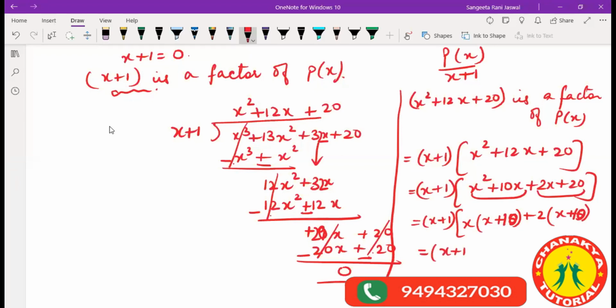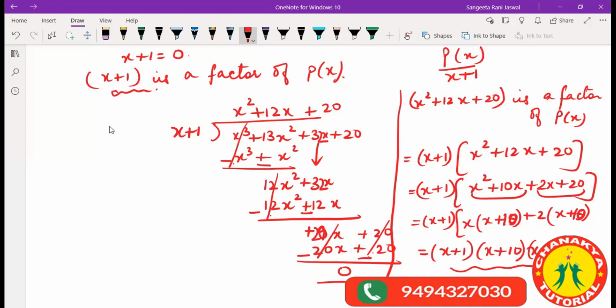So x plus 1. And here I can see x plus 10 is here, x plus 10 is here. So I can take out x plus 10. Inside I am just left with x and plus 2, so that's x plus 2. So these are the three factors of this polynomial, the cubic equation. Yes, children?